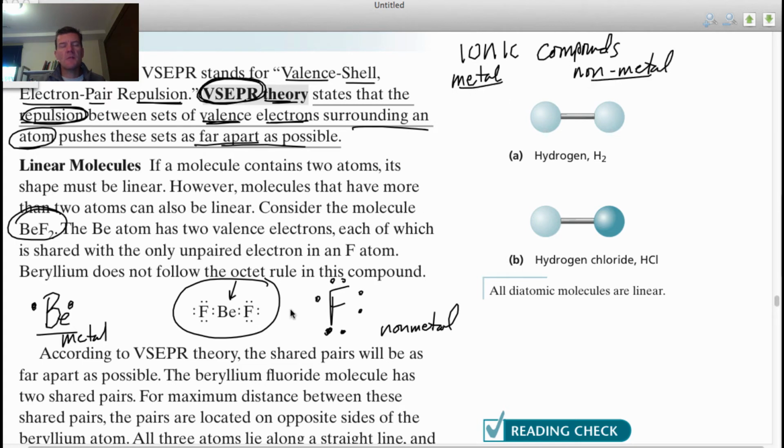Okay, a nonmetal and a metal. So here we have a metal and we have a nonmetal. So we're pretty guaranteed that this is going to form an ionic bond. How is that going to happen?